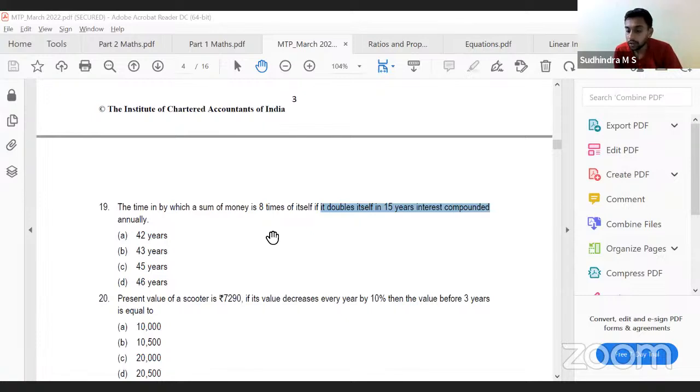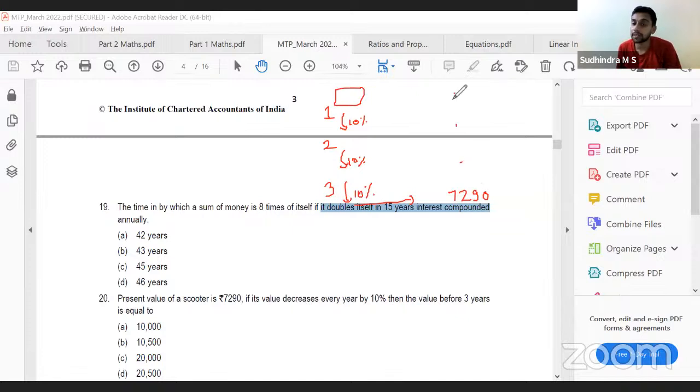So 7290 is after 3 years of depreciation of 10%. Correct? So what we have to do? 7290 is 90% of last year, so divide by 90%. Now I am in the second year, divided by 90% of last year. Now I'm in the first year, divided by 90%. I'll get 10,000. I'll repeat. See, 7290 is at the end of the third year. Year 1, year 2, year 3. At the end of the third year, I'm getting 7290 after reducing 10%, 10%, 10%. So if I have to know the value at the beginning of the first year, I have to add back 10%, 10%, 10%.